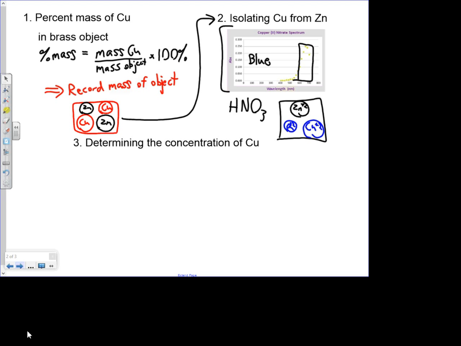So another thing I've got to record is the absorbance, but I'm going to have to do that in a very special way. So to determine the concentration of Cu, I've got to find the mass of Cu. That's what I've got to find before then. Now, in order to find the mass, I'm going to have to know the moles of Cu. And in order to find the moles, I'm going to have to know the concentration of Cu and the volume of the Cu solution.